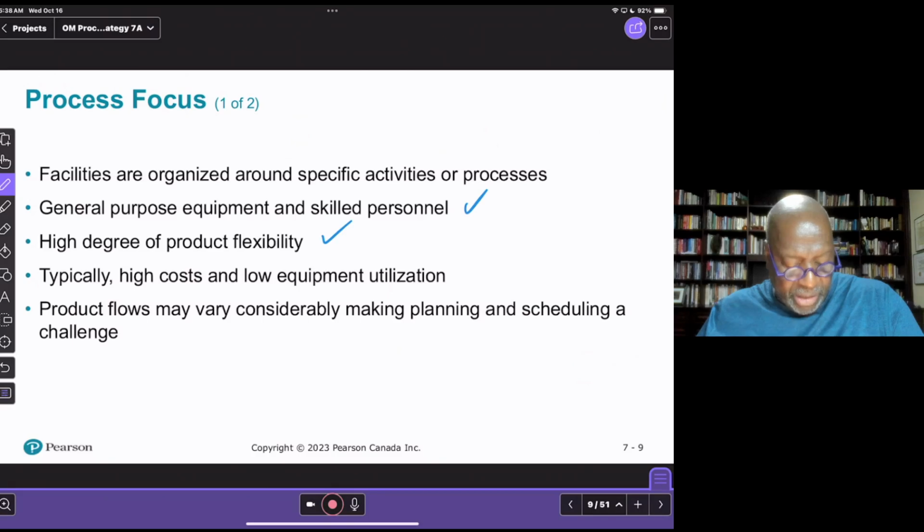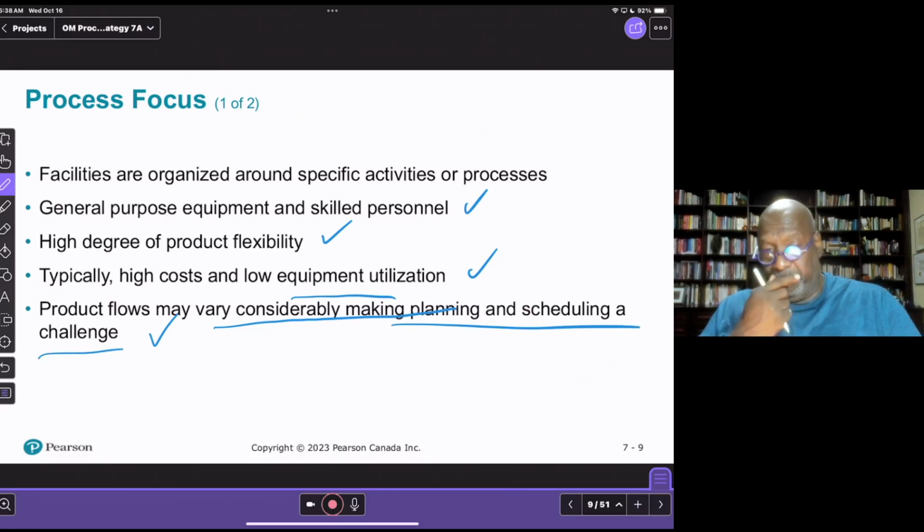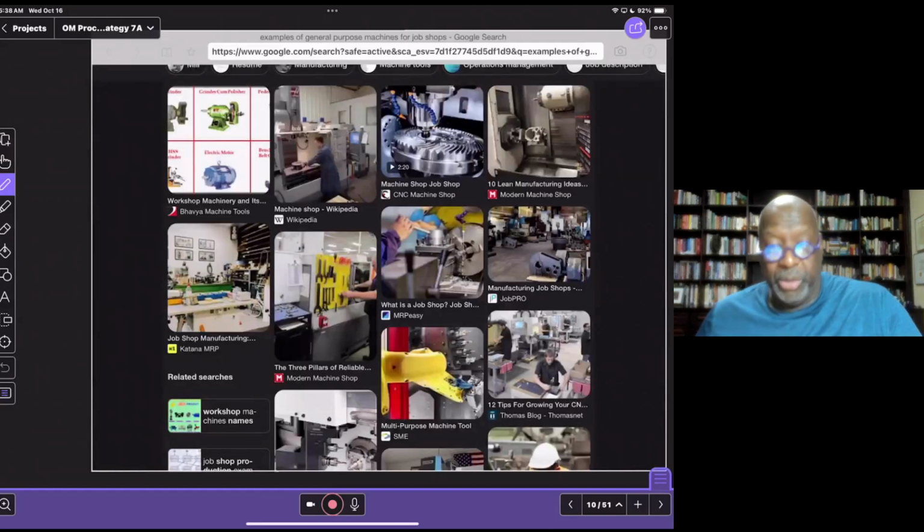So there's a high degree of flexibility, typically high cost and low equipment utilization. Because you want to have that variety, you may not get high volumes to give you high levels of utilization, but you are very flexible. And then product flows may vary considerably, making planning and scheduling a challenge. So when we think about different people coming in with different types of jobs, unless you have a really good forecast of the kinds of jobs coming into your facility, you really are not sure how to actually do this.